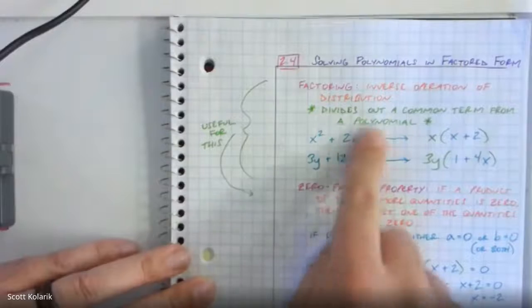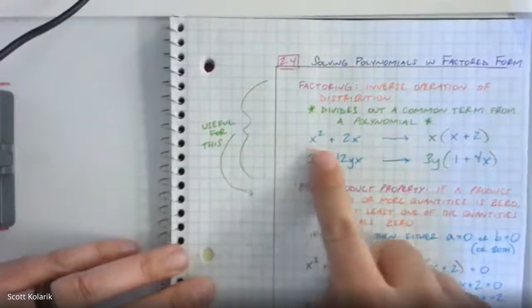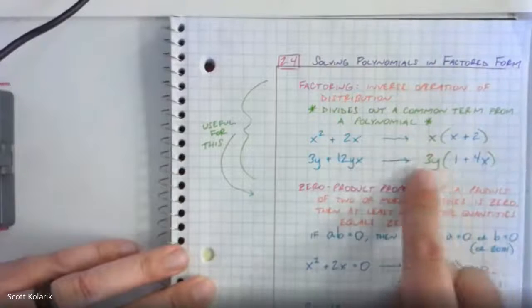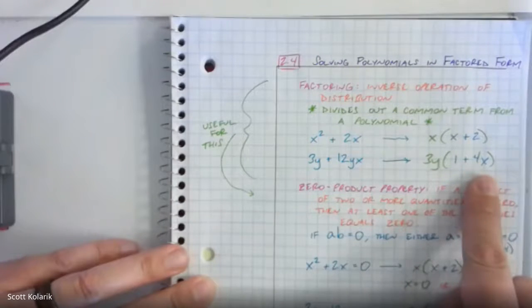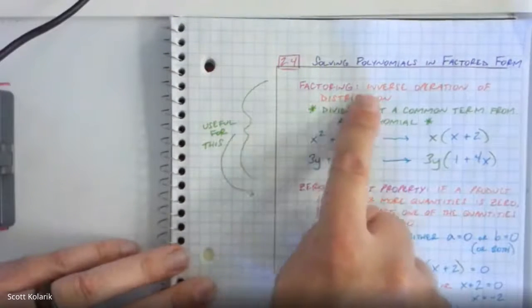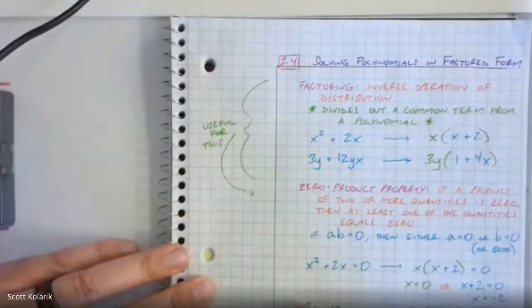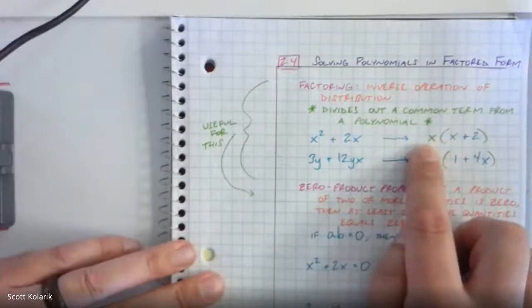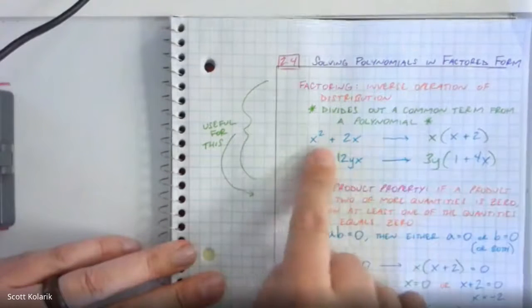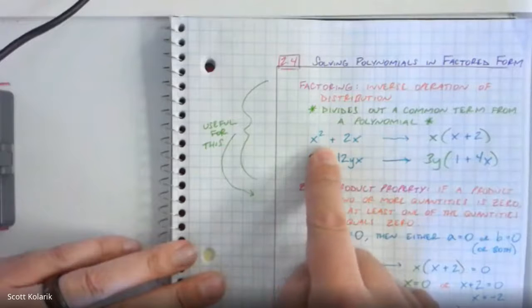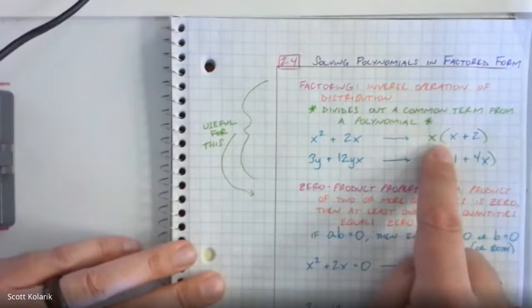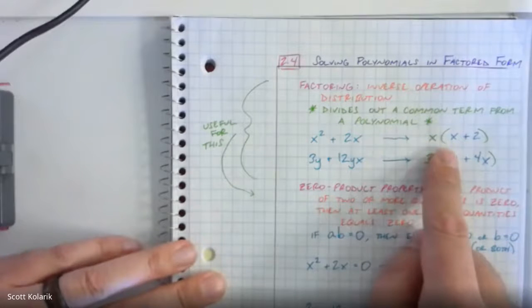But what happens if I start with the polynomial and want to work backwards to this form? This is what we would call a factored form. And that's going to involve the inverse property of distribution, being factoring. Basically, if I'm able to distribute this x into this x plus 2 to get this result, I should be able to undo it and pull that x back out to get back to this factored form. So that's what factoring does.